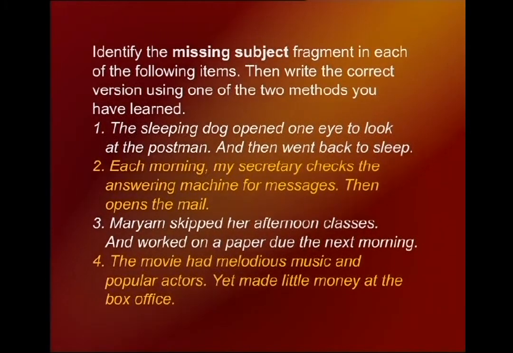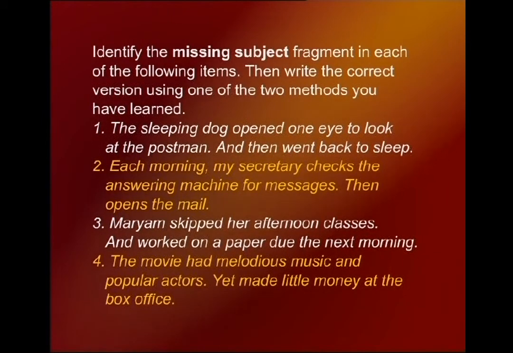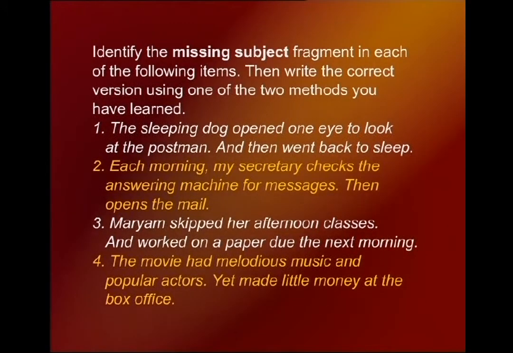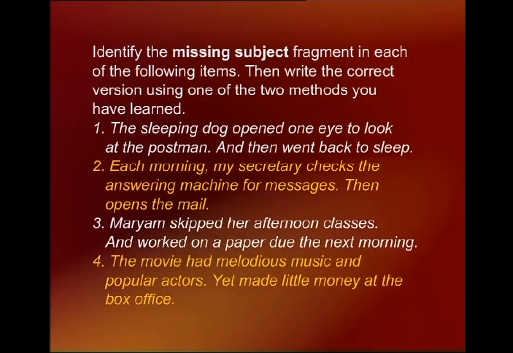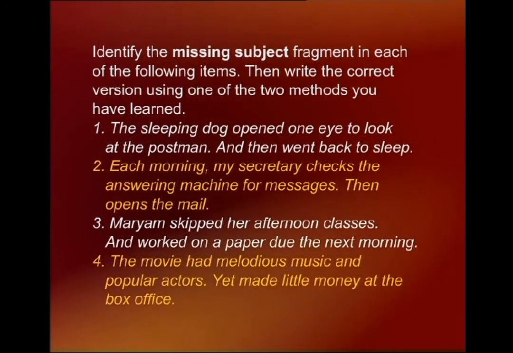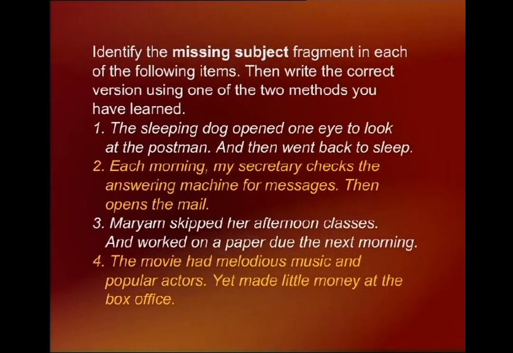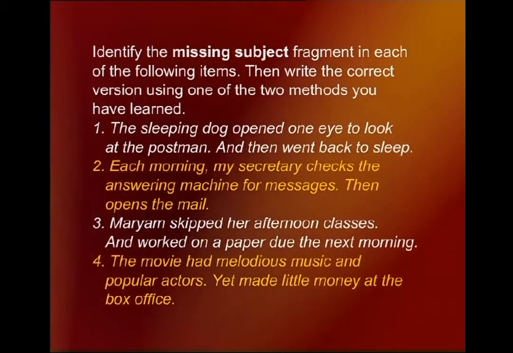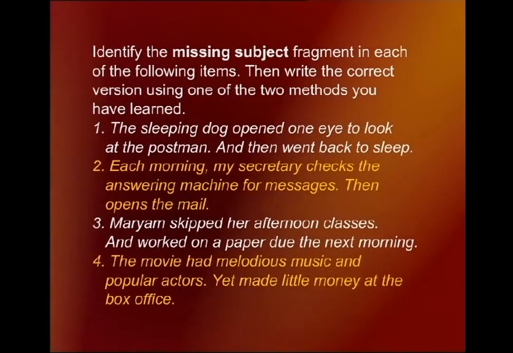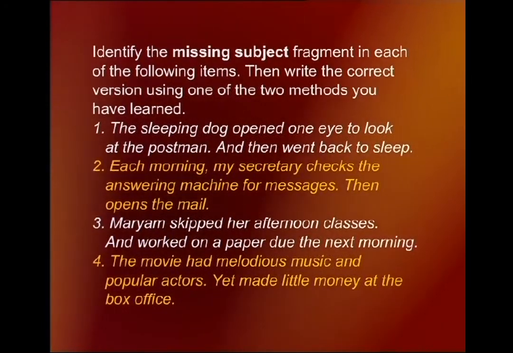Number 4. The movie had melodious music and popular actors, full stop, yet made little money at the box office. What is wrong over there? Again, it's the same mistake. The fragment does not have a subject. It's a missing subject fragment. You are learning to identify the different kinds of fragments, and that is a missing subject fragment. You can correct that sentence by inserting a subject, and the subject would be it. The movie had melodious music and popular actors, full stop, yet it made little money at the box office.